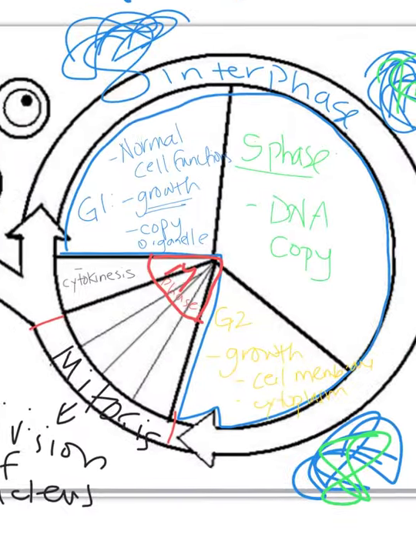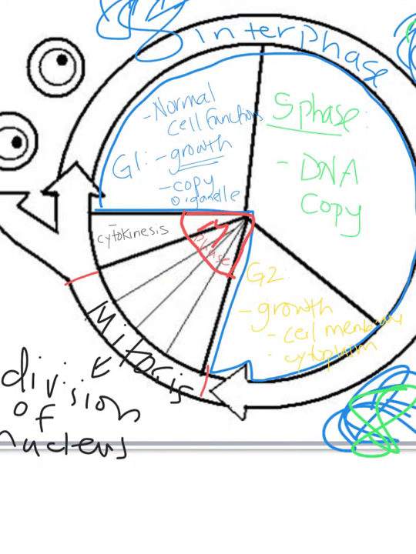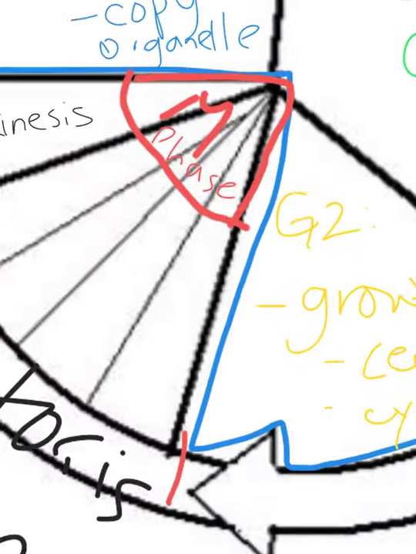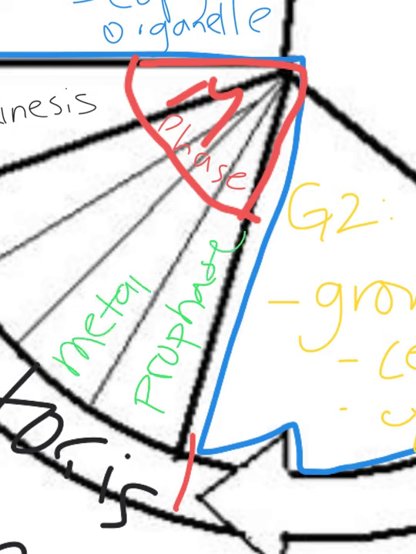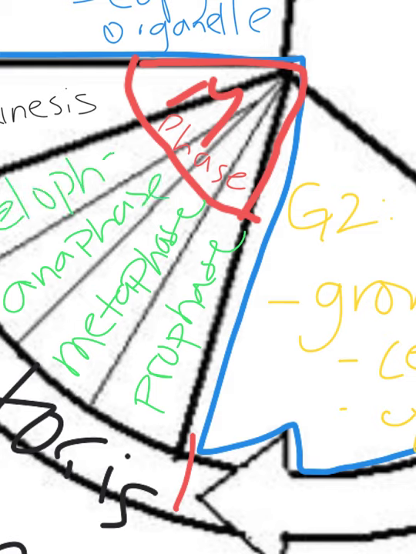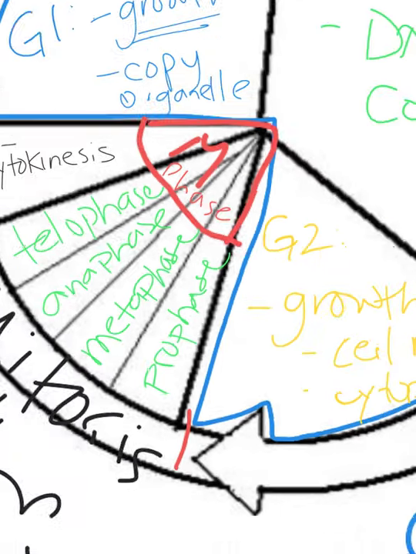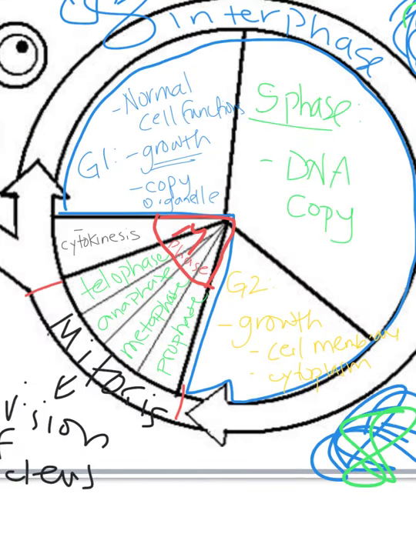So there we have it. When we go into mitosis, there are several different phases, and we can mark those right now. I always say mitosis is PMAT: prophase, metaphase, anaphase, and telophase. Okay, PMAT, mitosis, that division of our nucleus.